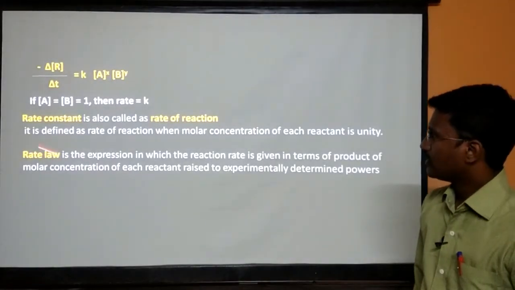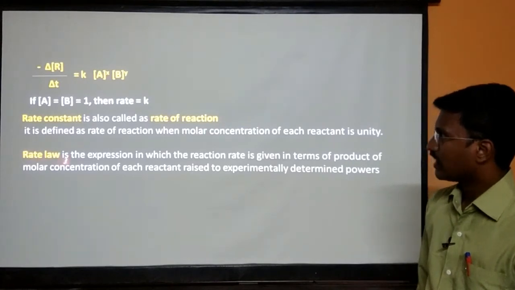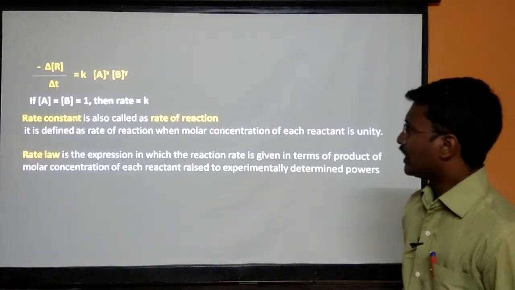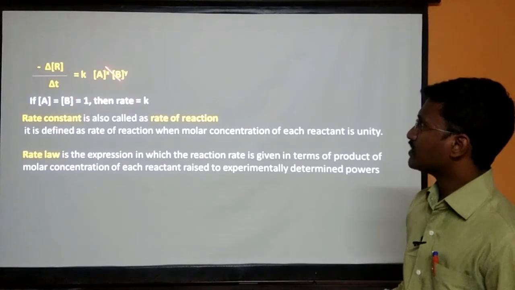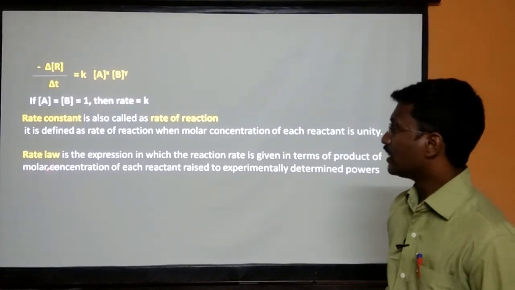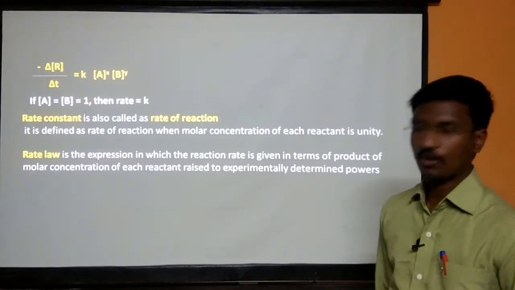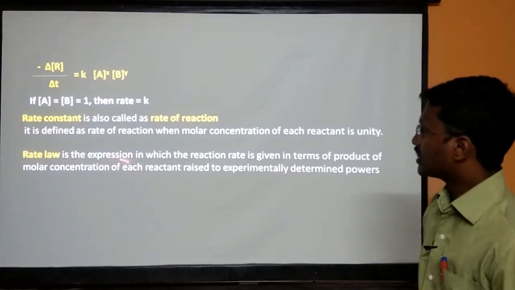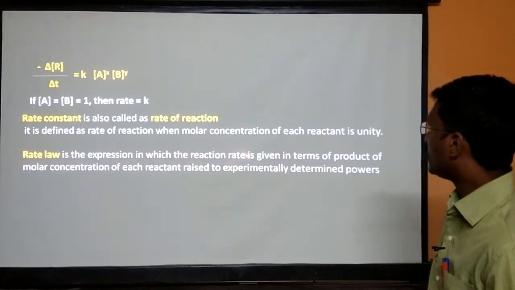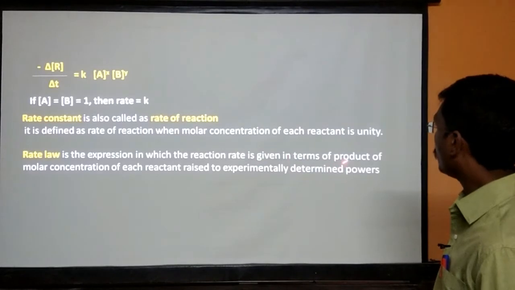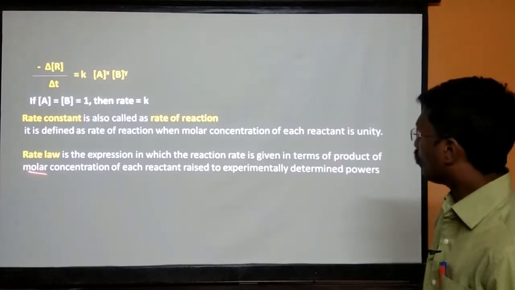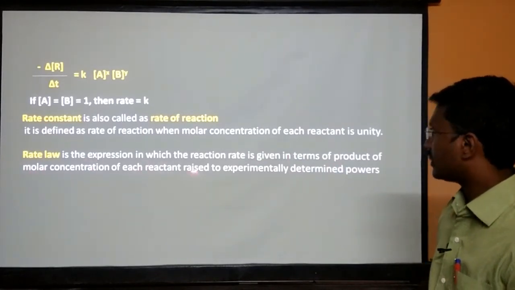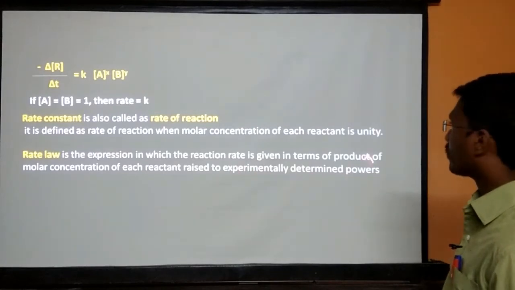And the next one is, this is important: what is rate law? Define rate law. Here rate law is nothing but expressing or defining the rate law using the rate expression formula. Rate law is the expression in which the reaction rate is given in terms of the product of the molar concentration of each reactant raised to an experimentally determined power.